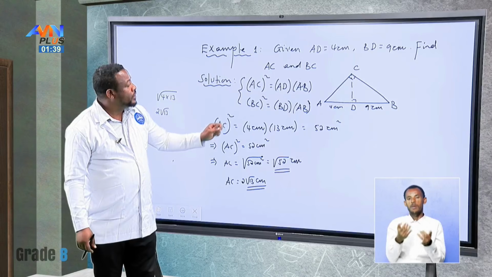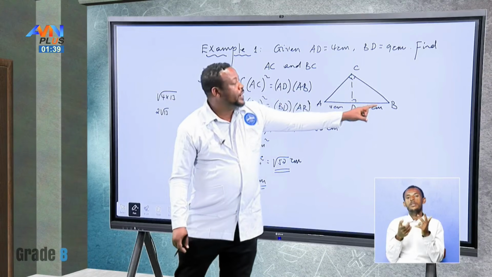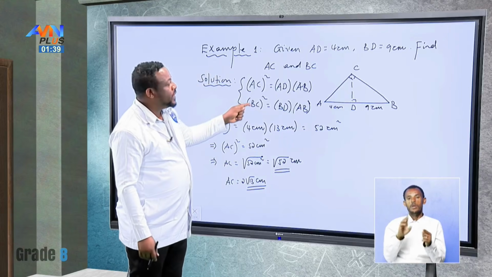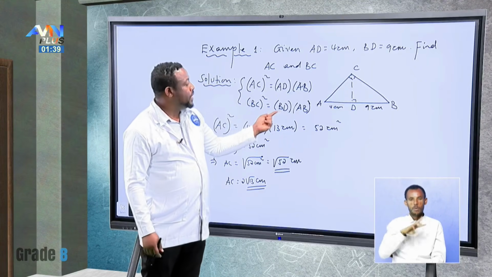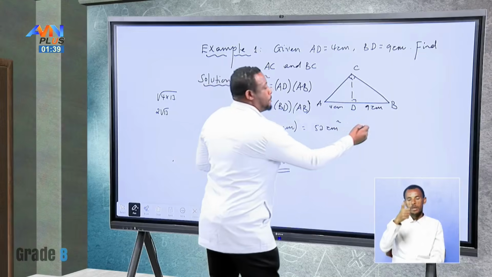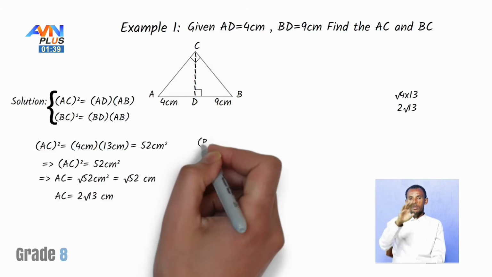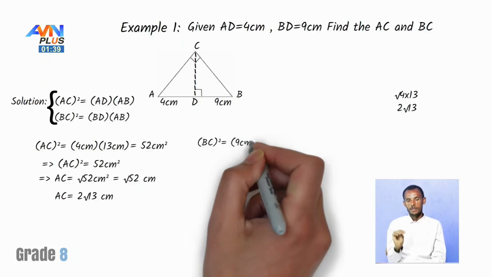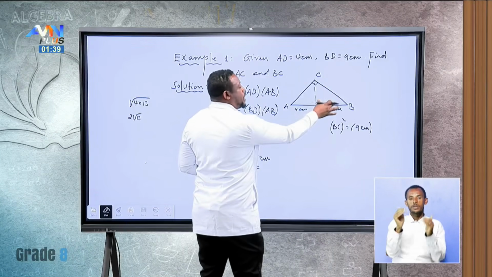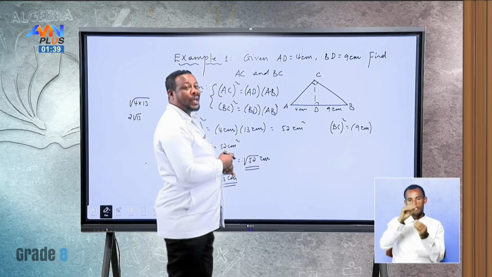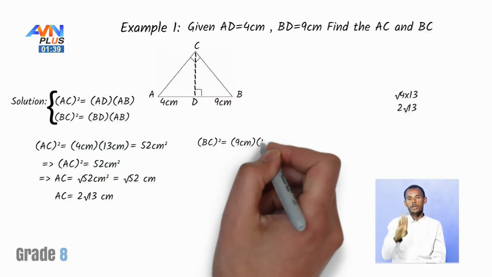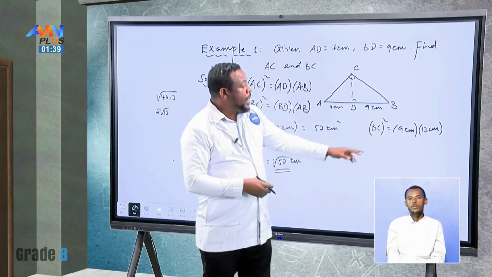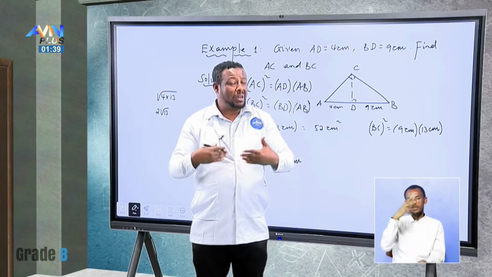Now let's calculate the second unknown side, BC, right? So when we come to BC square, we have BD times AB, okay? BC square is equal to BD, which is 9 centimeter, and AB is the whole, this part is the sum of AD plus DB, which is 13 centimeter, okay? So 9 times 13, you can multiply it.